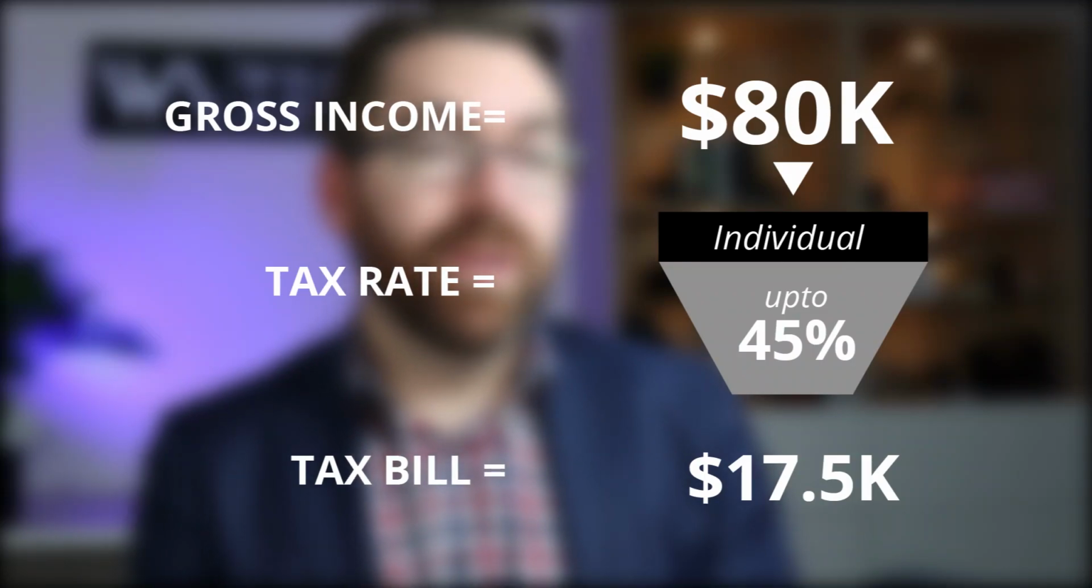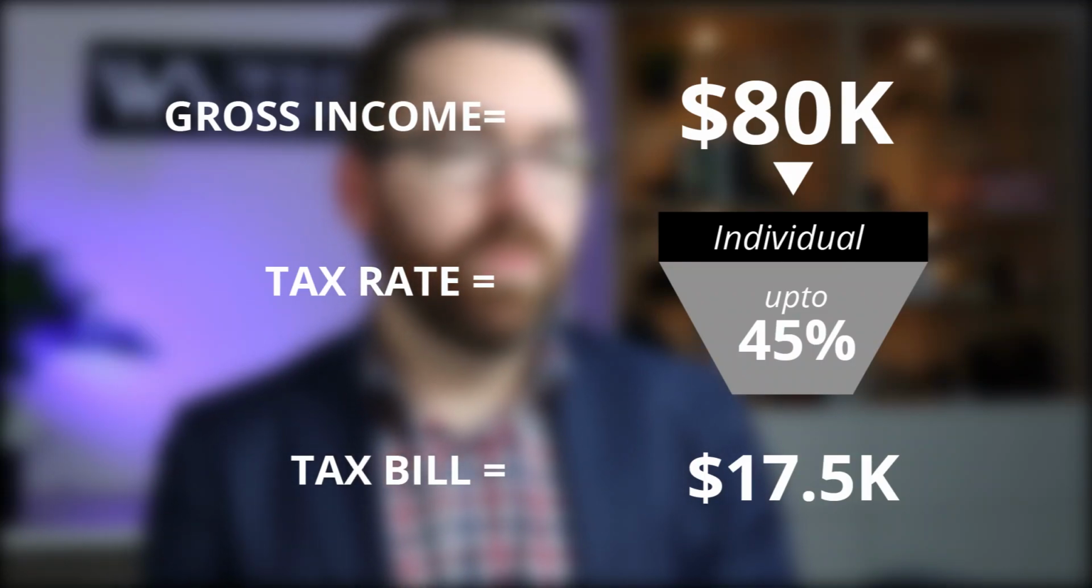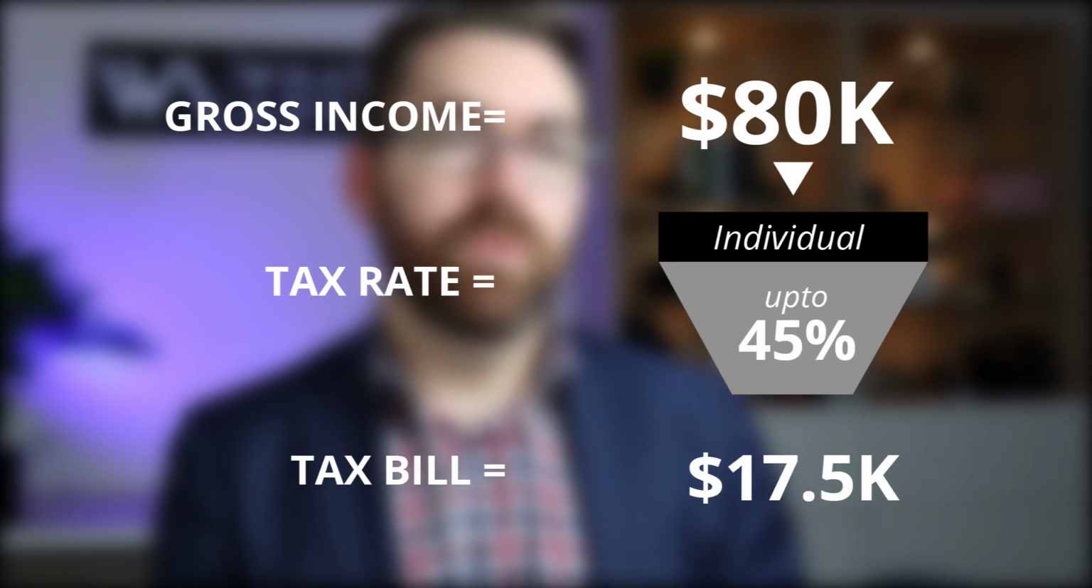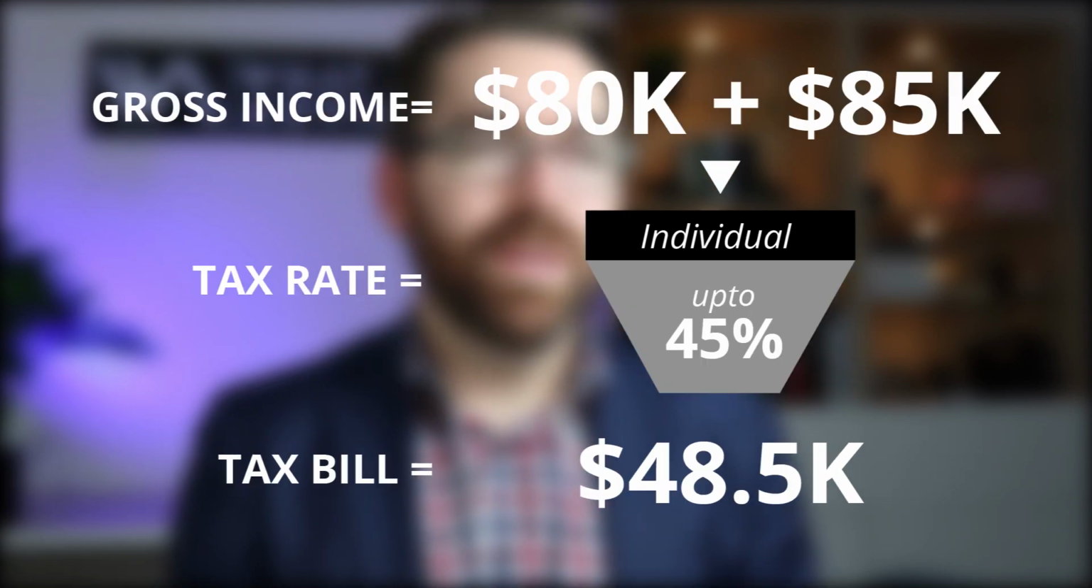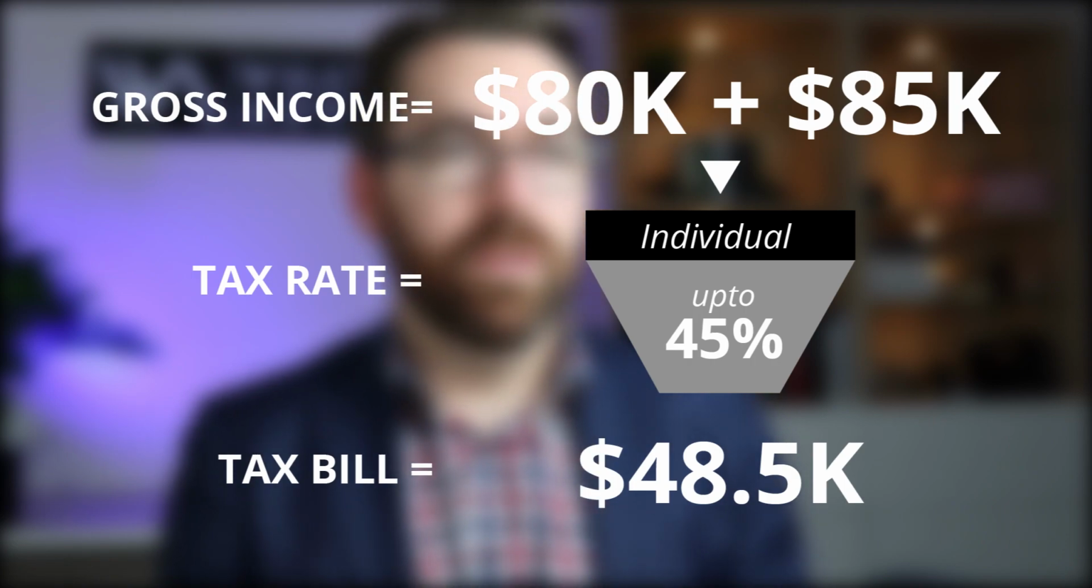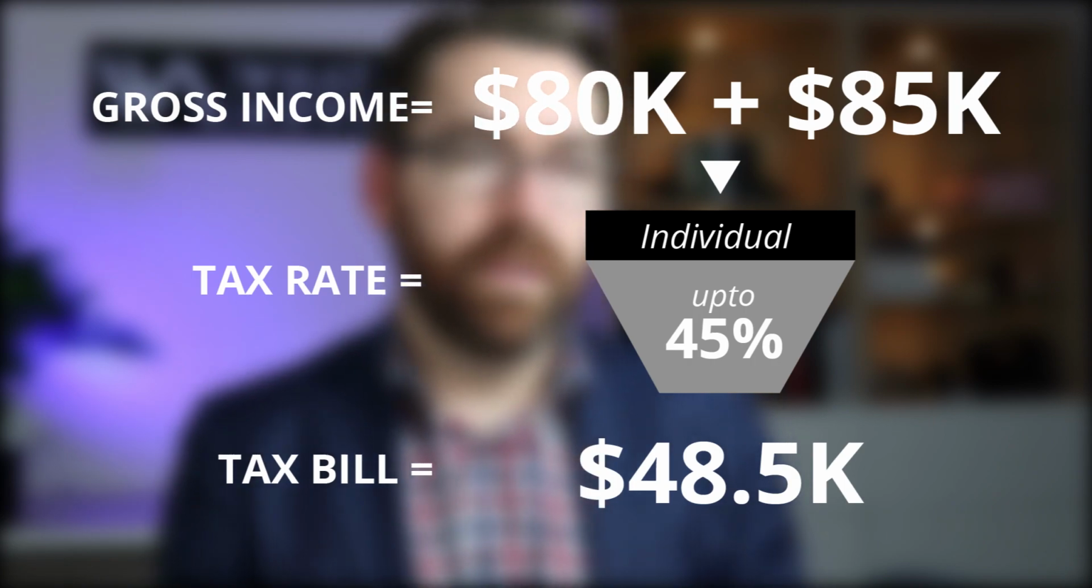Let's take someone who's on $80,000 per year. Without the capital gain, their annual tax bill would be about $17,500. But what we need to do is add the $85,000 to their $80,000 income. So we give them a total income of $165,000 for the year. Now their new tax bill is $48,500, which is an increase of about $31,000. So that is your capital gains tax that you'll actually pay.